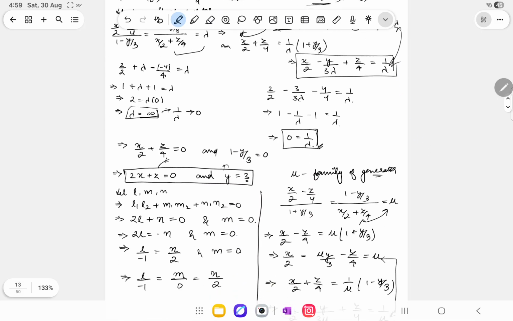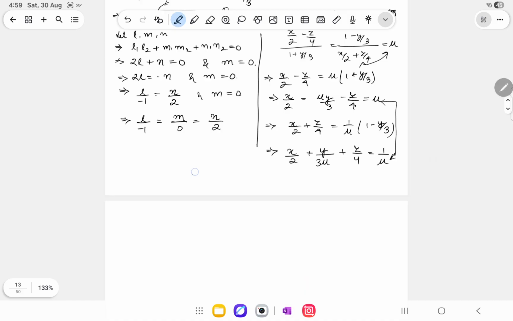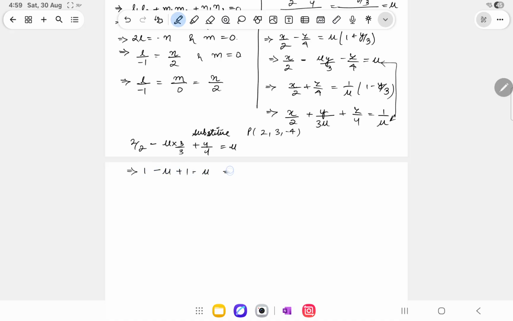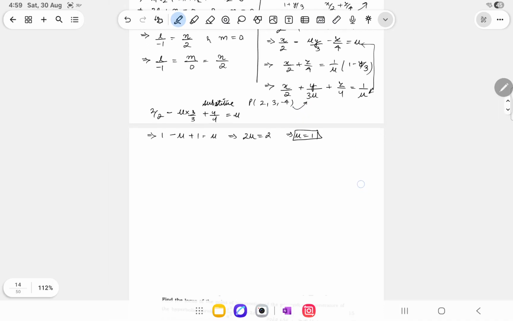So the given point is 2, 3, minus 4. If I substitute P, that is 2, 3, minus 4, in the given equation of planes, I'll get 2 by 2 minus mu into 3 by 3 plus 4 by 4 equals mu, which gives me 1 minus mu plus 1 equals mu. So from here I got 2 mu equals 2, which gives mu equals 1.